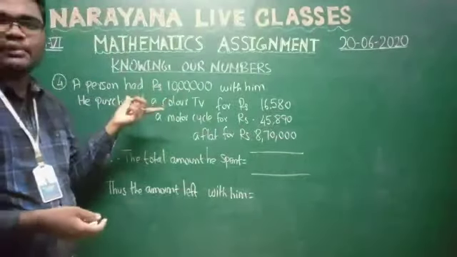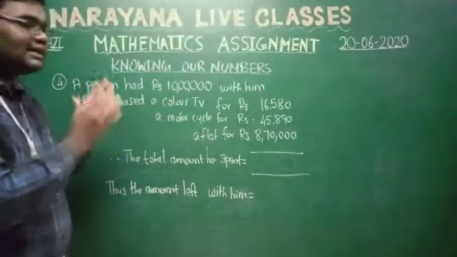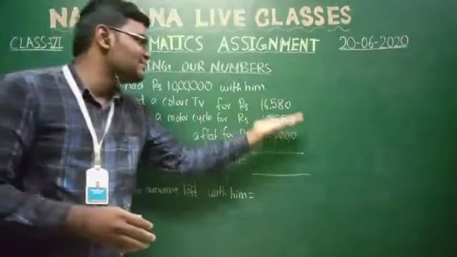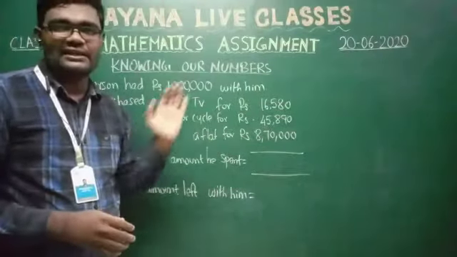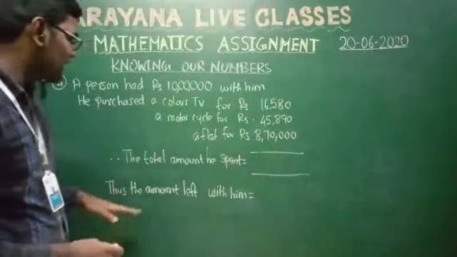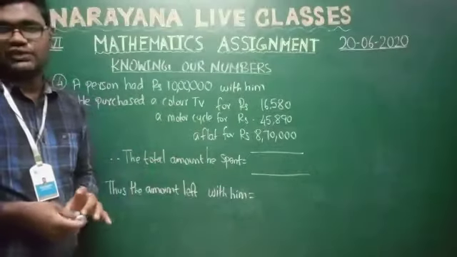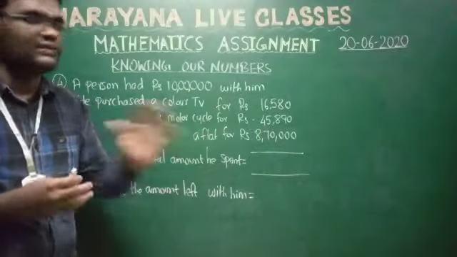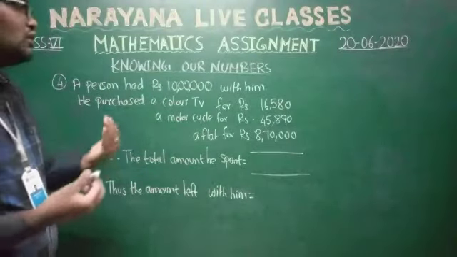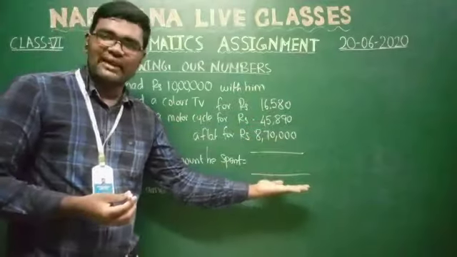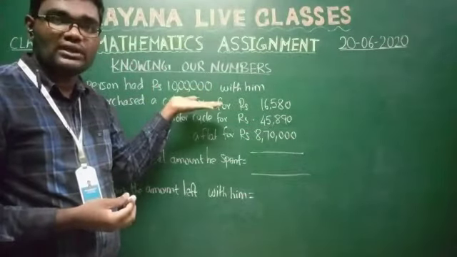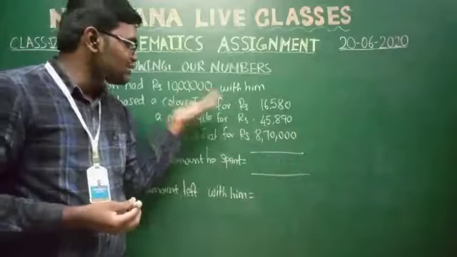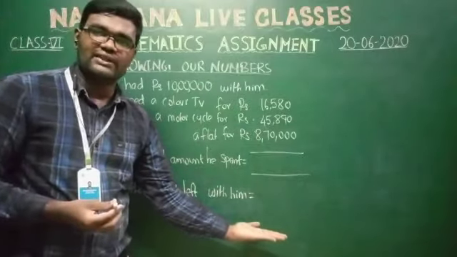How much amount is he having, students? 10 lakh he is having. Out of this 10 lakh he is spending this much amount on the TV, motorcycle and flat. What is the amount left with him? That is the question. We should find that value. How to find that? We should first find the total amount he spent. After that, we subtract it from the actual amount he is having. So if you subtract this, you will get the amount left with him.